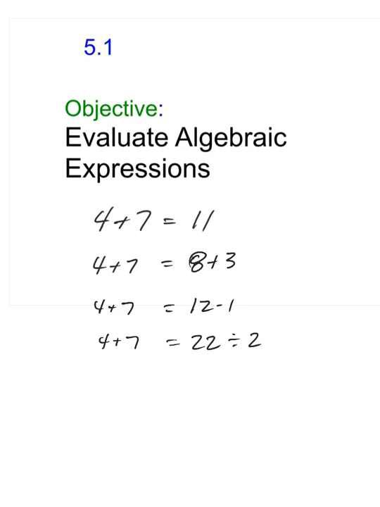4 plus 7 could also equal 22 divided by 2. All of these expressions, these expressions are equivalent. In other words, they come up with the same amount. So this is 11 and this is 11. This becomes 11. This becomes 11. So all of these are equal.